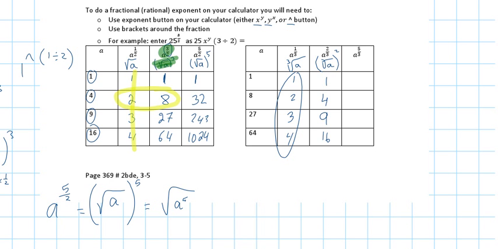Now find me the answer for the other thing. What's 3 to the power of 5? 243.